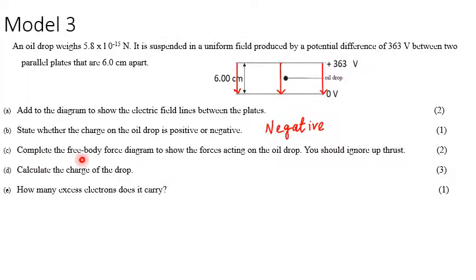Next, they are asking to draw a free body force diagram. As we have discussed just now, the two forces acting on this oil drop are its weight and the electrostatic force of attraction. Both forces are equal but acting in opposite directions. So when you draw the free body diagram, the length of these two arrows should be equal.